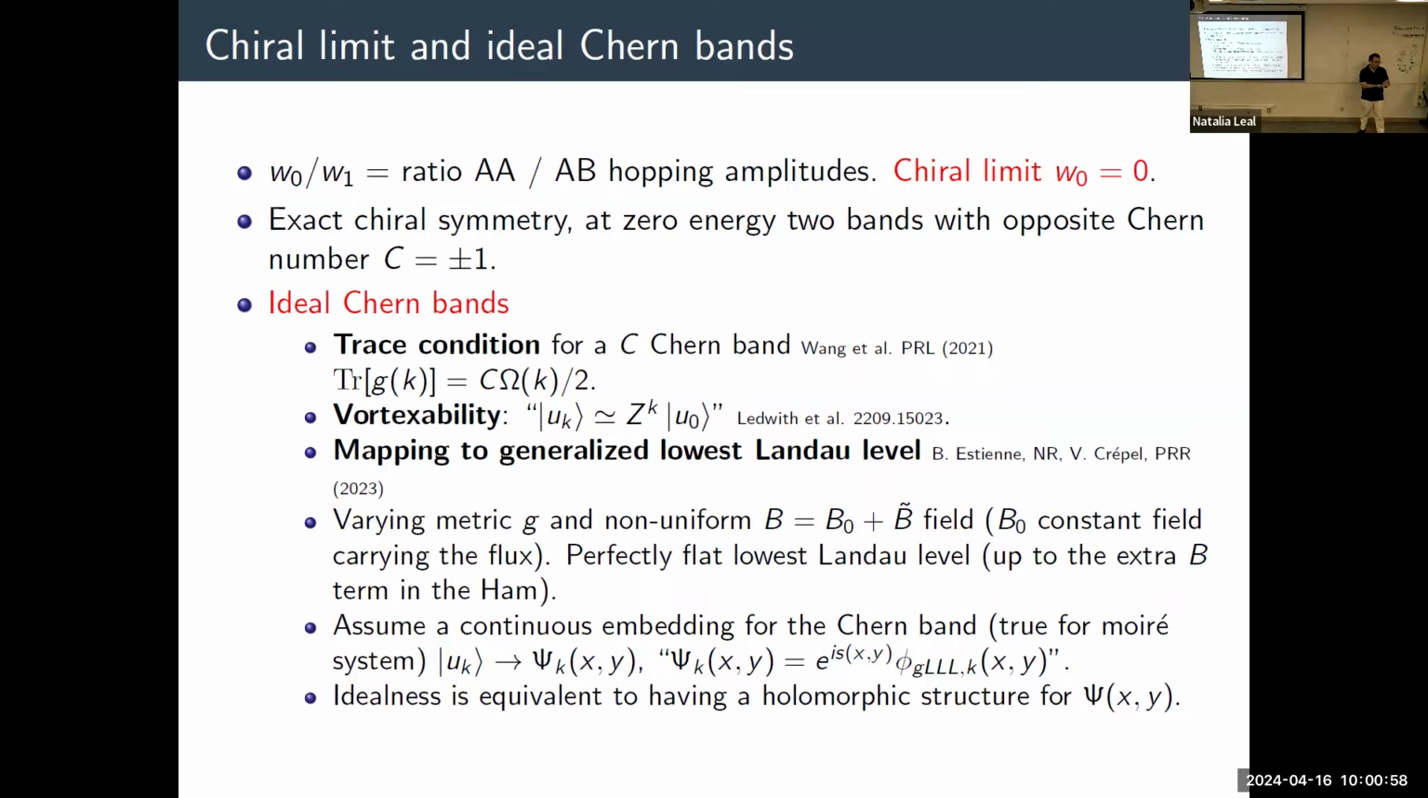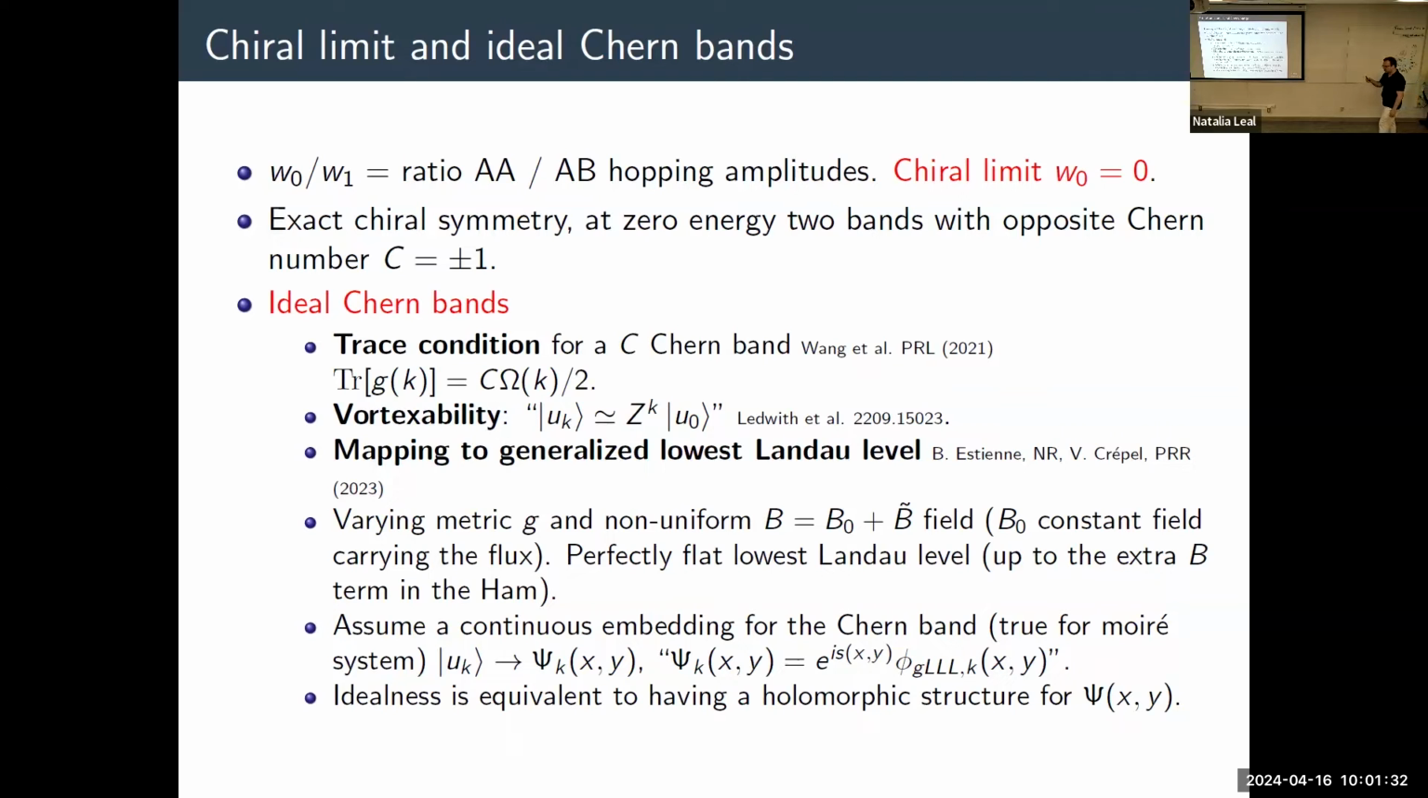If you do that, your system will have an additional chiral symmetry. And so at zero energy, you will have the two perfect flat bands, and they are eigenstates of the chiral symmetry operator, and actually each of them has a different Chern number. So you can picture these two flat bands as two Chern bands with opposite Chern number, plus and minus 1. And they have some very nice properties which are related to the story I was mentioning about ideal Chern bands.